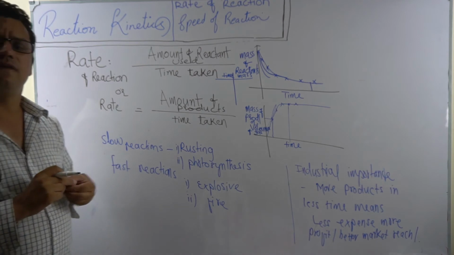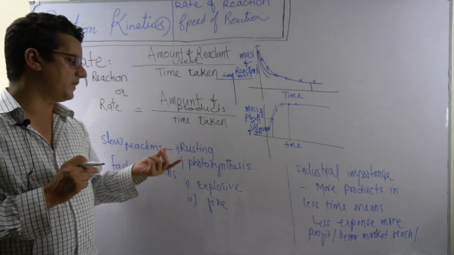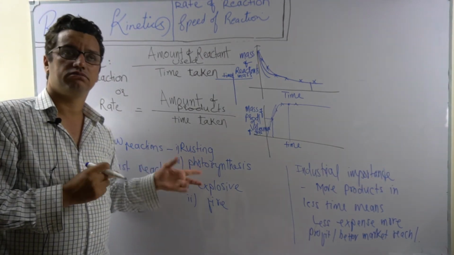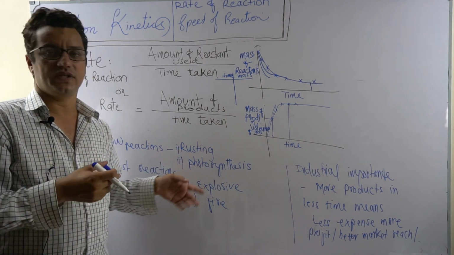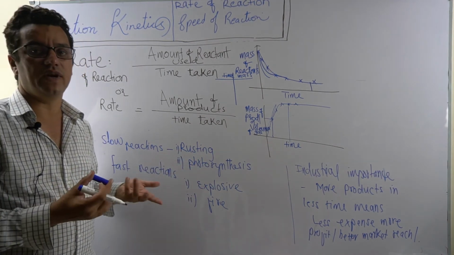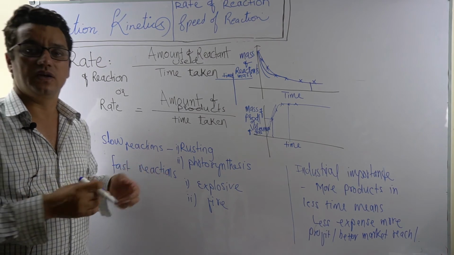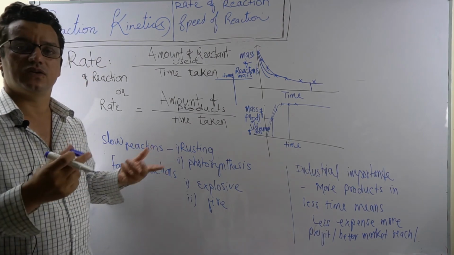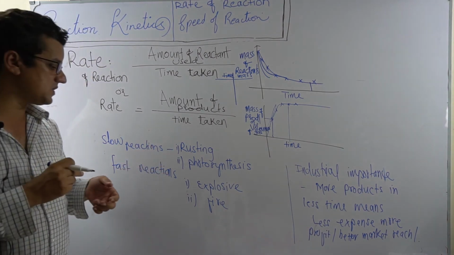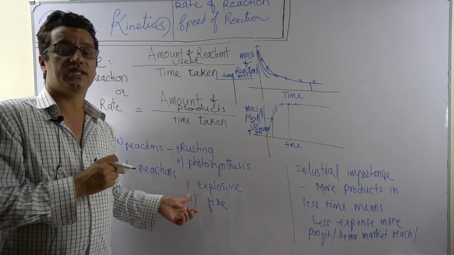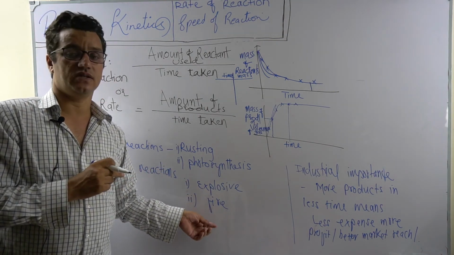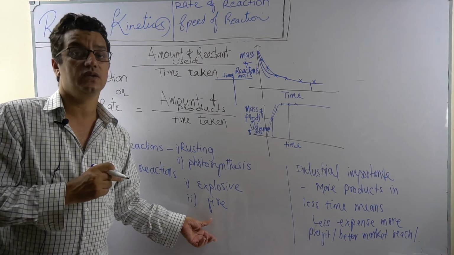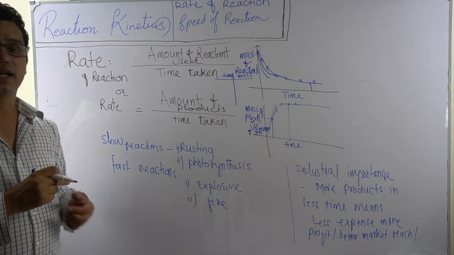Some reactions are very slow, dead slow. You cannot find their rate, like rusting. Rust takes so many days. Photosynthesis. You cannot stand close to a plant and wait for the photosynthesis to occur and you can take a fruit home. That will take too much time. So it is almost not possible finding the rate. Some reactions are extremely fast, like explosive reactions or fires, jungle fires and others. The rate of reaction is meaningless there.